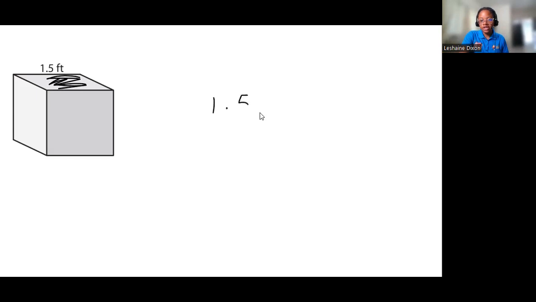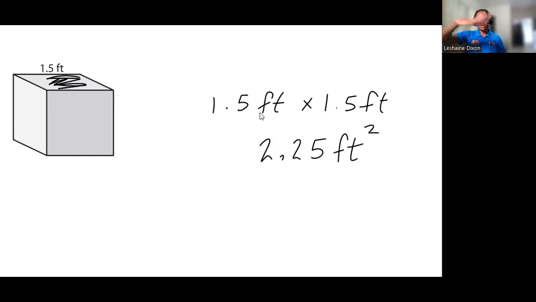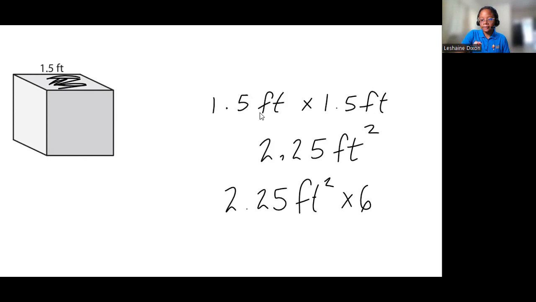So the area of one face is 1.5 feet multiplied by 1.5 feet, and that would give us 2.25 feet squared. So that is the area of one face. And since we have 6 faces, all I have to do is go ahead and do 2.25 feet squared multiplied by 6. And that gives me 13.5 feet squared. Now that is it for calculating the surface area of the cube.